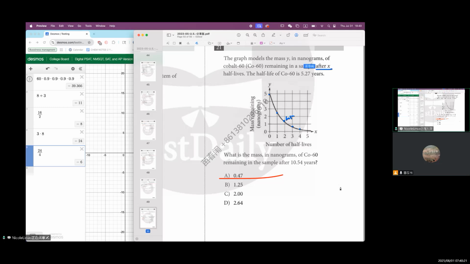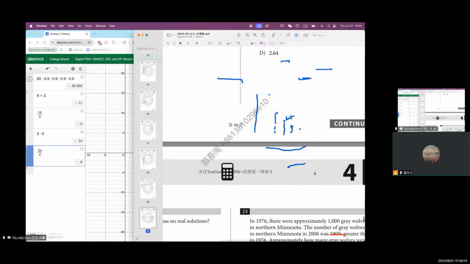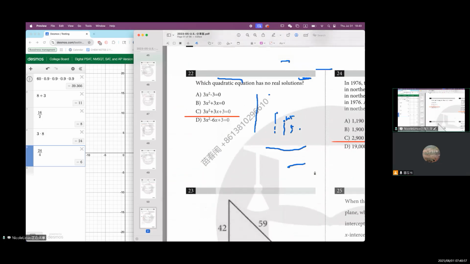It must be some x and y relationship, right? So after x half-lives, and this is y, the mass, right? You can read the graph here: mass remaining and number of half-lives. So 1 half-life, 2 half-lives. You can just think about the meaning of all this. This is 1 half-life, how many half-lives do you have? Okay, it's 21. That's fine. 22. I put C.